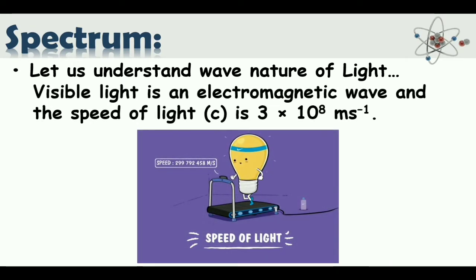Generally, visible light is an electromagnetic wave, meaning it contains an electric field and a magnetic field vibrating perpendicular to each other. Hence the name electromagnetic wave. The speed of light is 3 into 10 to the power of 8 meters per second, that is about 3 lakh kilometers per second, and it is represented by the letter c.